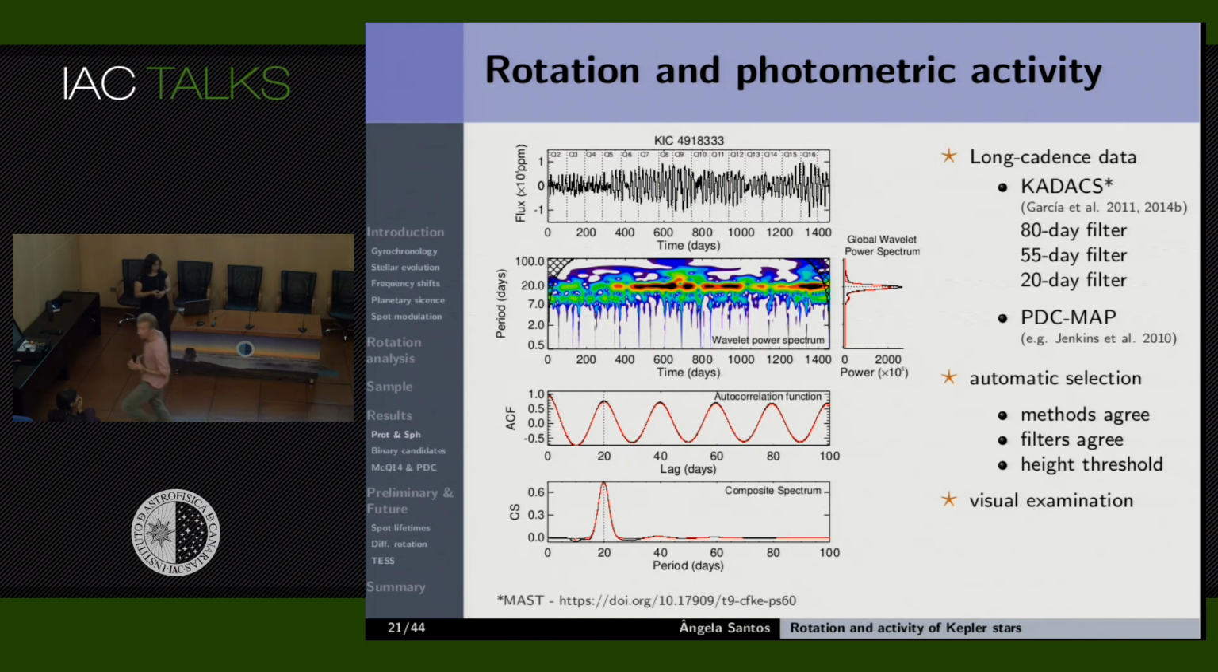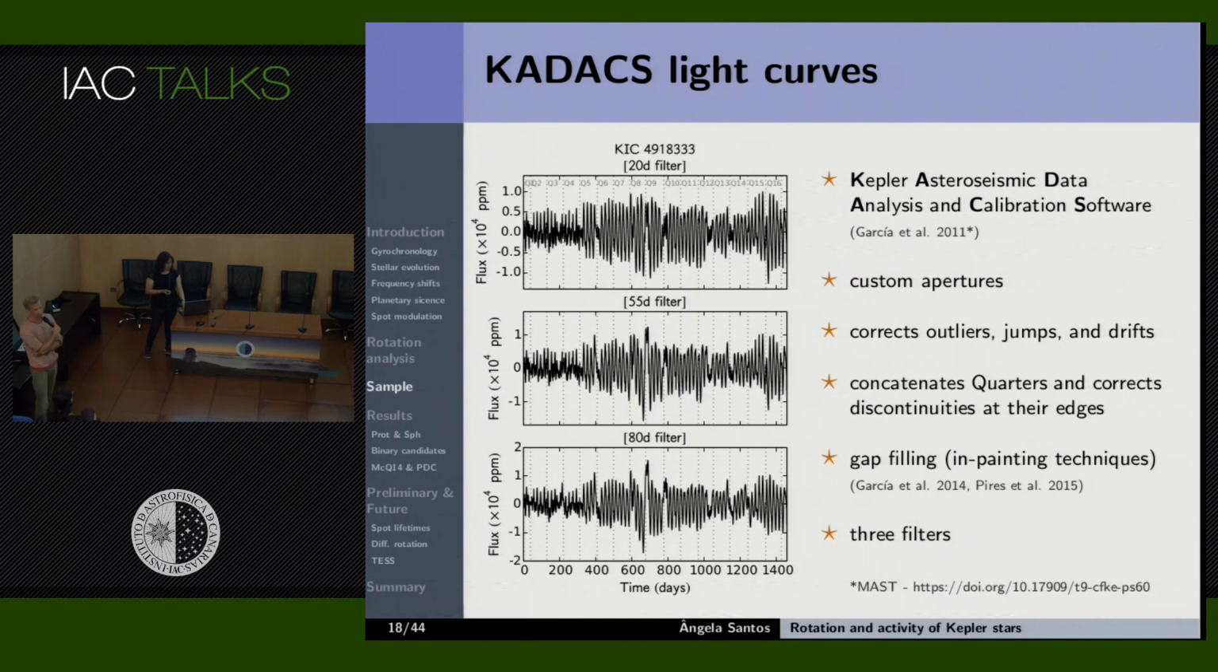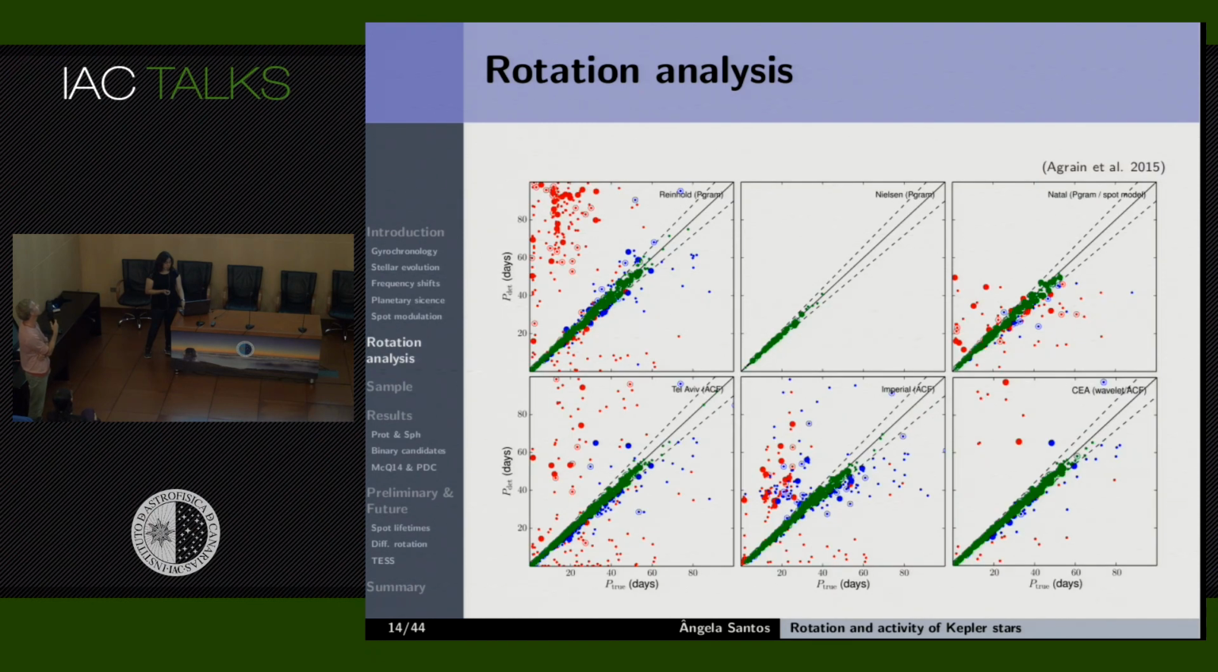More questions? So I have a silly question. I don't work on stars, but what's the origin of the relation between effective temperature and the rotation period? Is this known? Is this age, or what causes that? Yeah, I don't know the reason behind it.